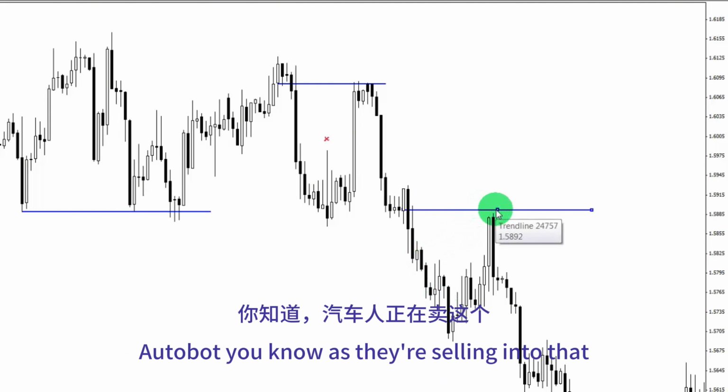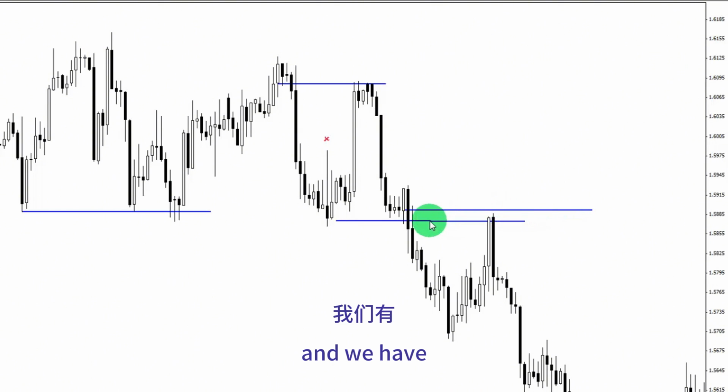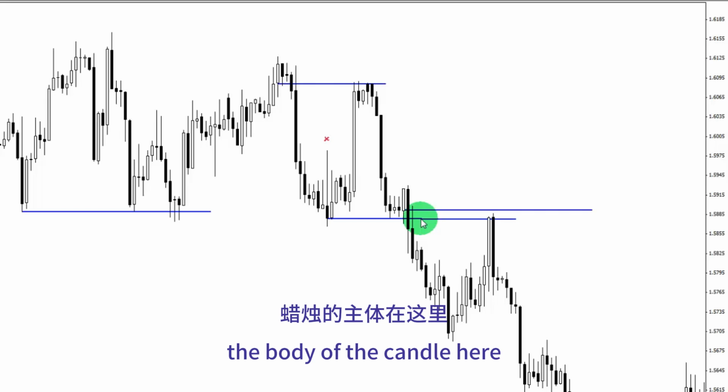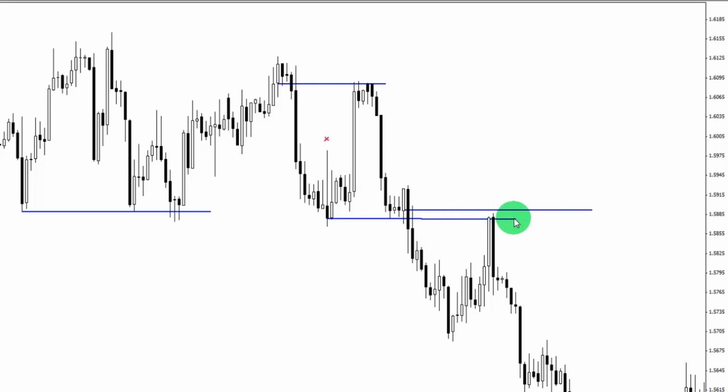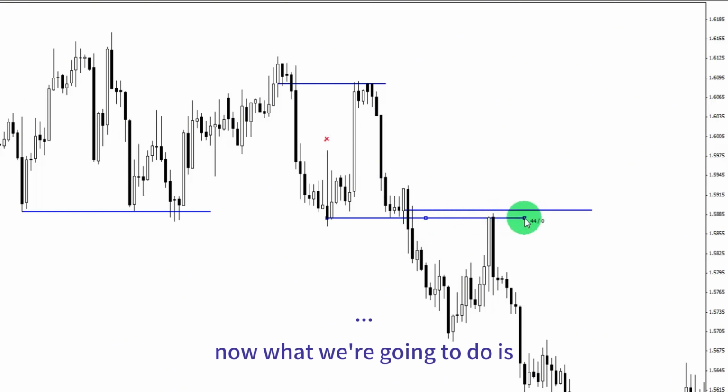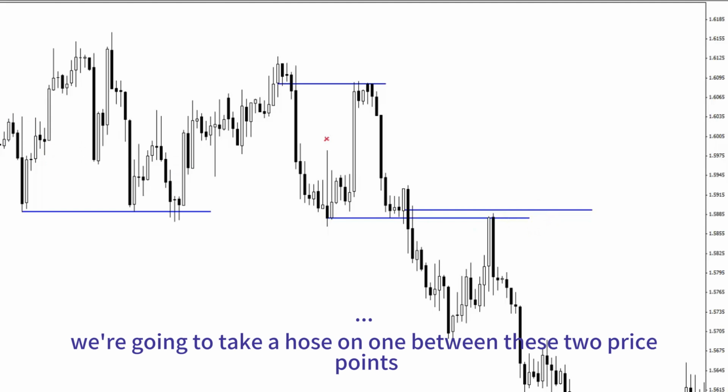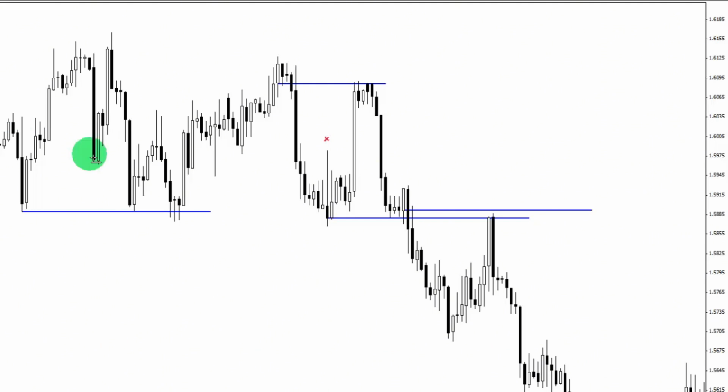In other words, they're selling into that. And we have the body of the candle here. Now what we're going to do is take a horizontal line between these two price points.